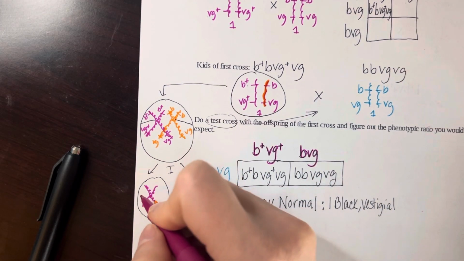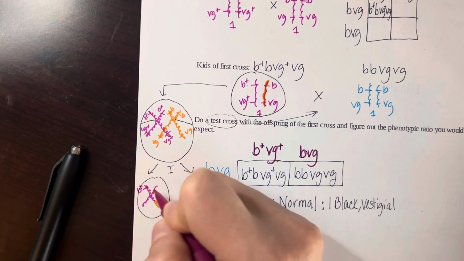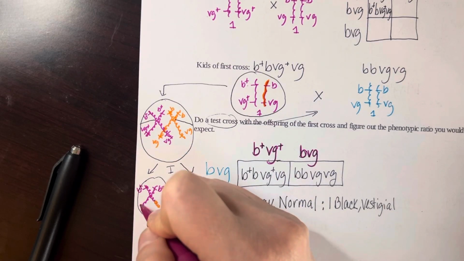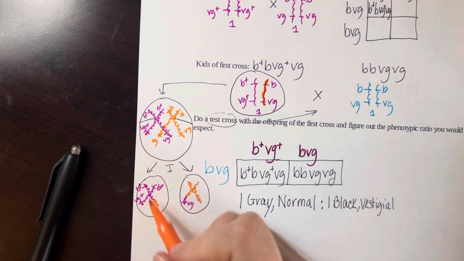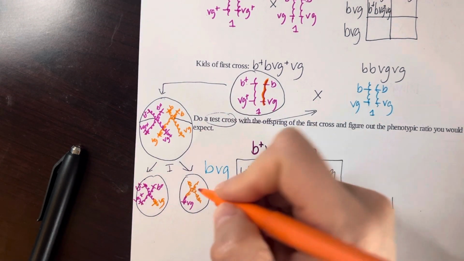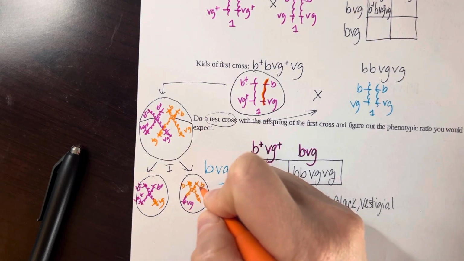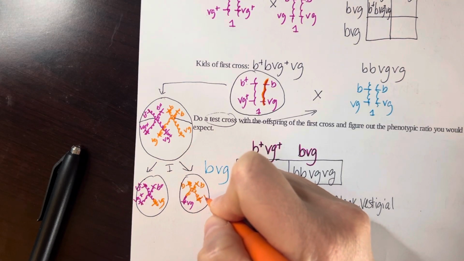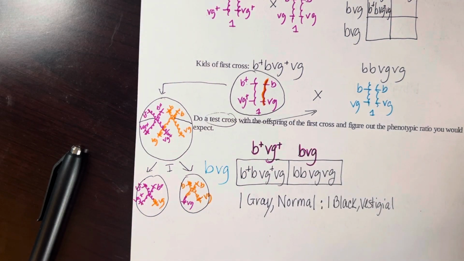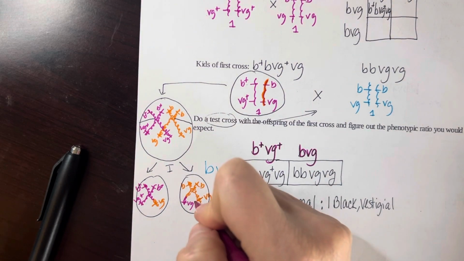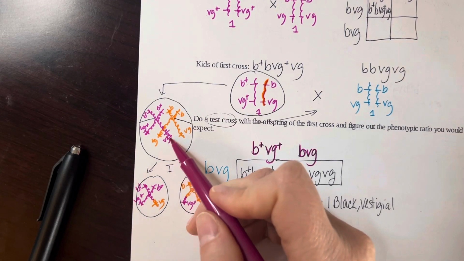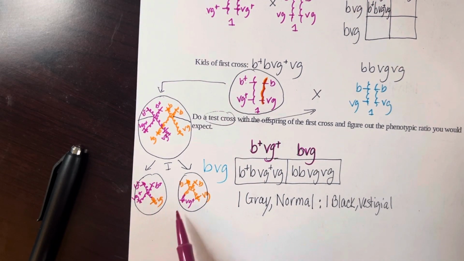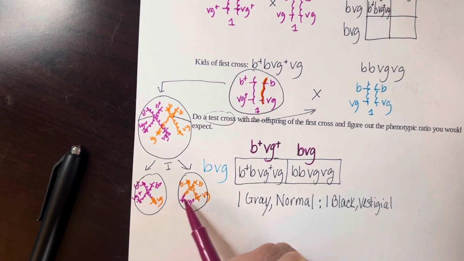Then let's do the pink over here. This is going to be B+, and up here VG+. But instead of the VG+ over here, it's going to have the VG. And this one's going to have the B and VG. I forgot to put the plus over here, didn't I? All right, that's the VG+. So now it's got a new combination.